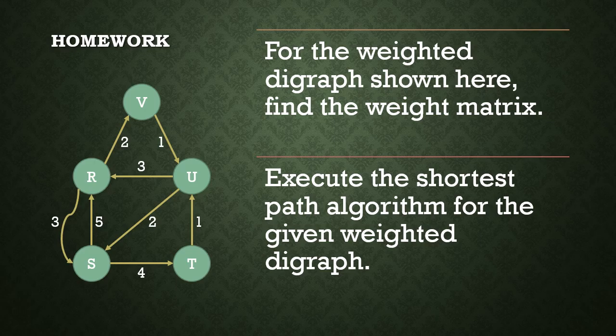Your homework is to consider the weighted graph shown here. For the weighted digraph, find the weight matrix. Then execute the shortest path algorithm for the same digraph. From the weight matrix, derive Q0 and then iterate as many times as necessary to get a matrix which gives you the shortest paths between all pairs of nodes.